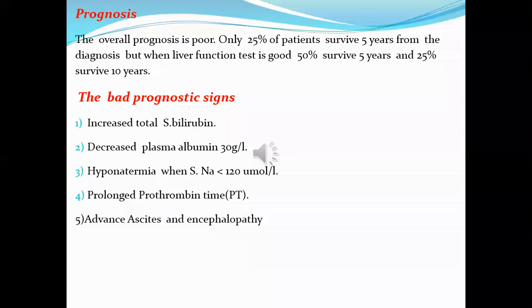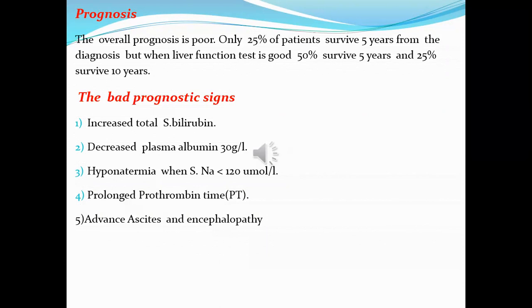What's the prognosis of liver cirrhosis? The overall prognosis is very poor. Only 25% of the patients survive 5 years from diagnosis. But when the liver function test is good, maybe 50% survive 5 years and 25% survive to 10 years.